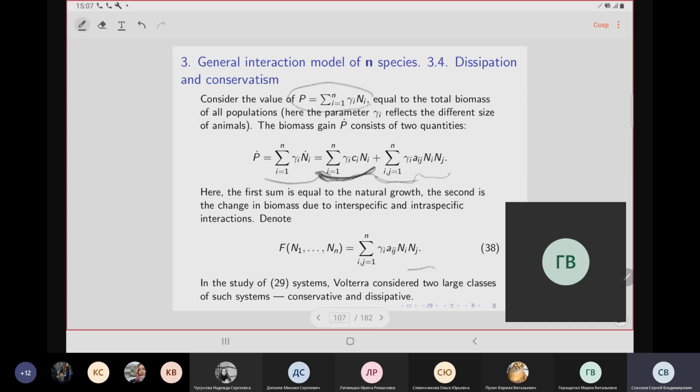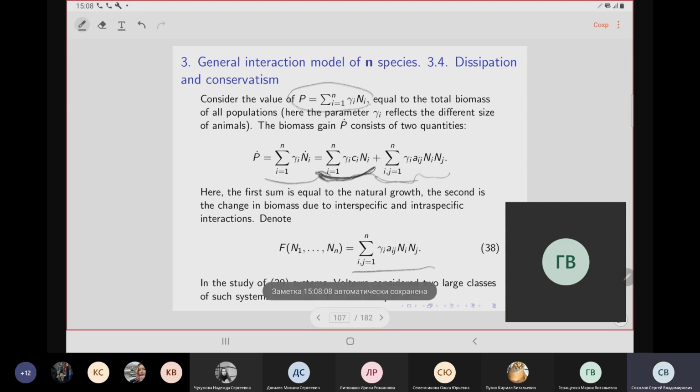Let us denote the quadric form, or quadruple form. No idea what the right pronunciation is, quadric form or quadruple. Well, quad form. So it is the sum of gamma i A_ij x_i x_j over i and j.